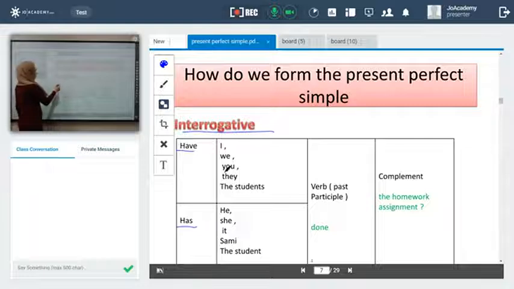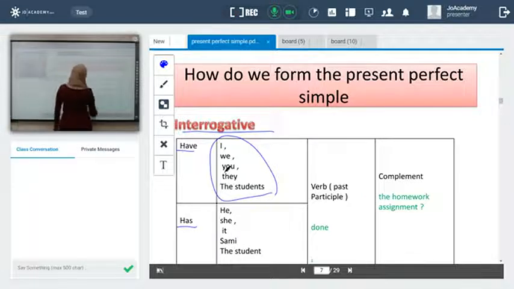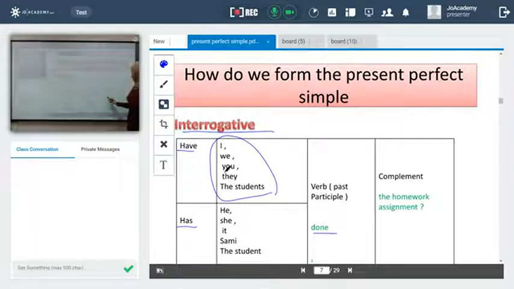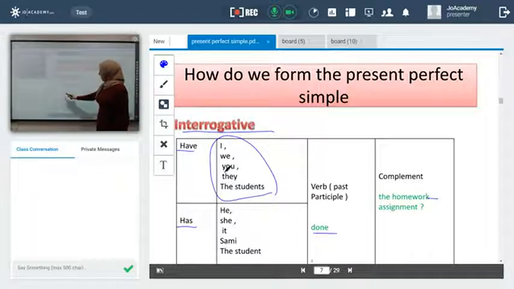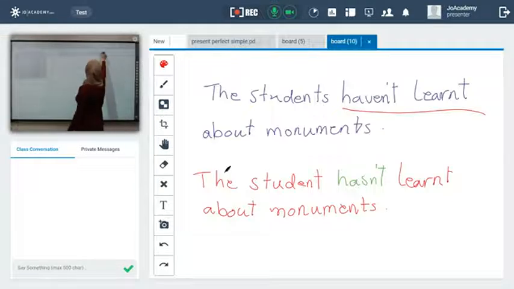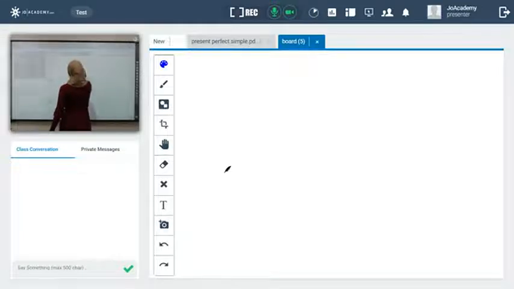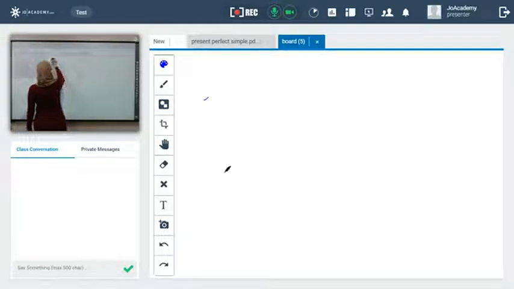Do you remember that the following pronouns or nouns take have? Very good. So have I done the homework assignment? Have you done the homework assignment? Have the students done the homework assignments? Have they done the homework assignment? So let's write this in a sentence. Or sorry, in a question.